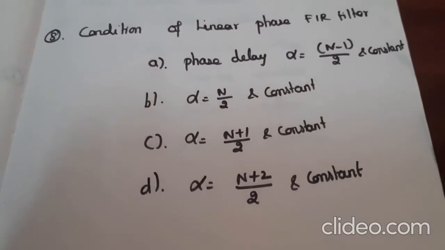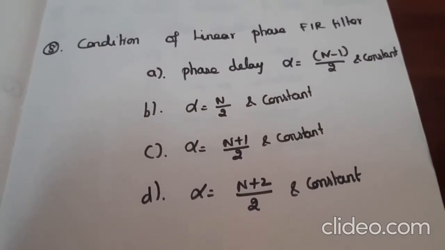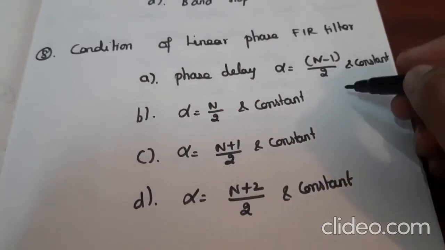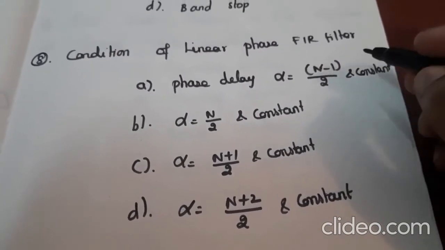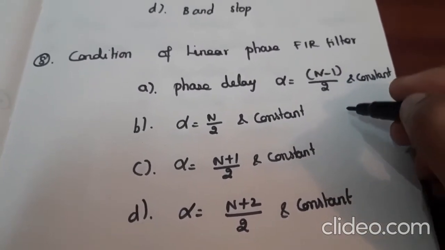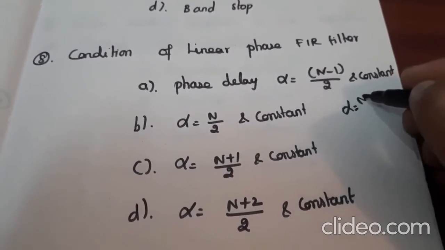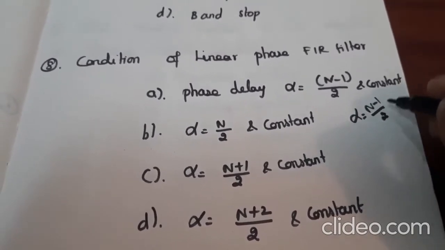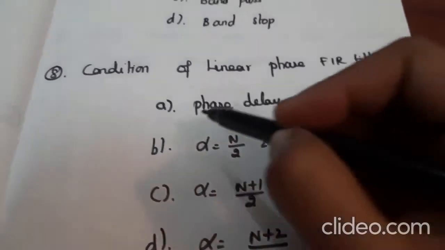And eighth question, condition of linear phase FIR filter. As I told you earlier, phase delay and group delay are constant for a linear phase FIR filter. That is, phase delay is equal to n minus 1 by 2, and this value is constant. So here the answer is A.